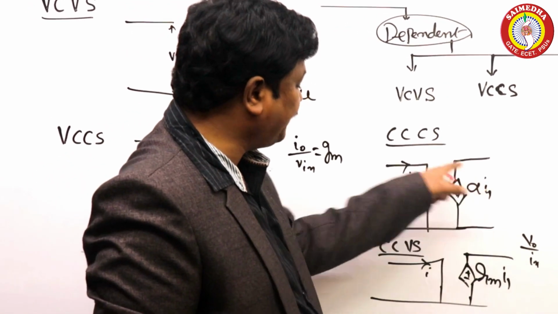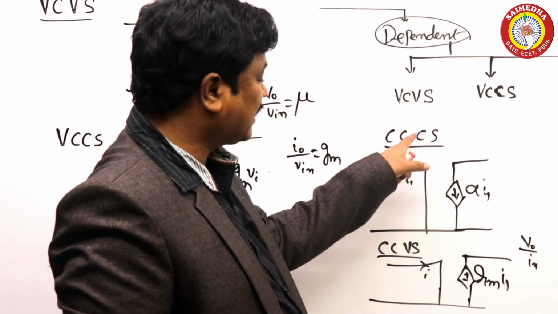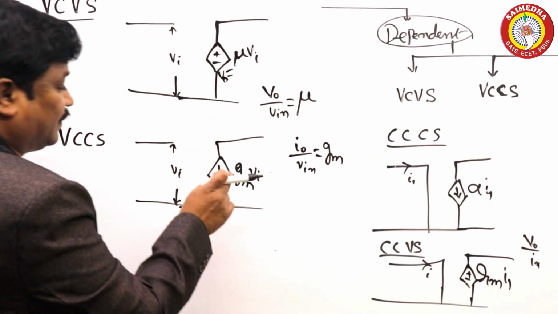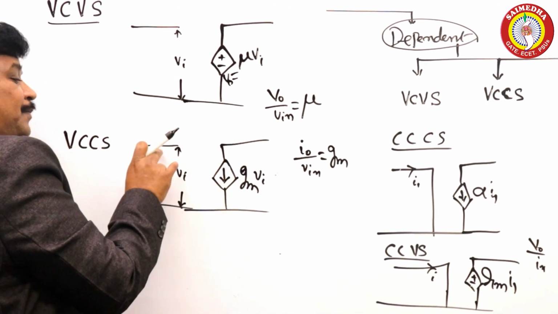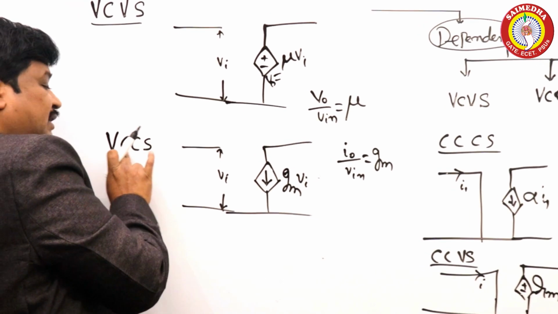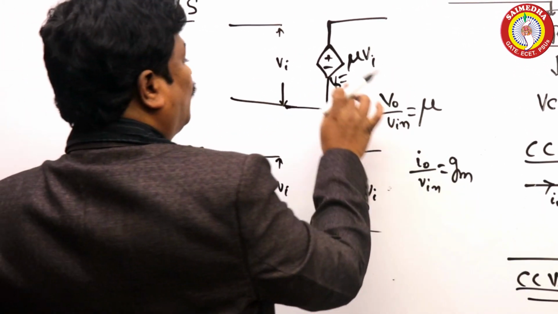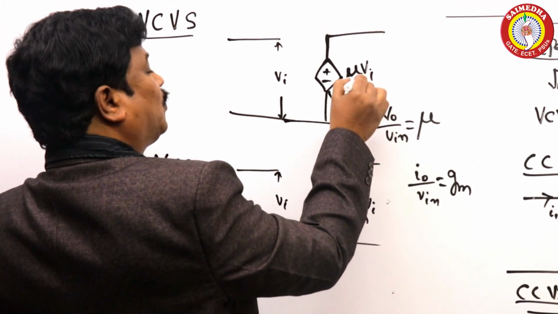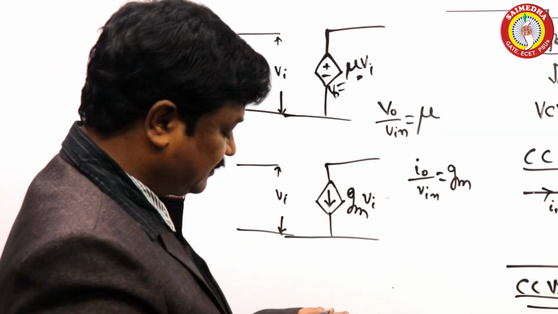Here the output current depends upon input current, hence current controlled. Here the output current depends upon input voltage, hence voltage controlled. Here it is also voltage controlled, because its output voltage depends upon input voltage.